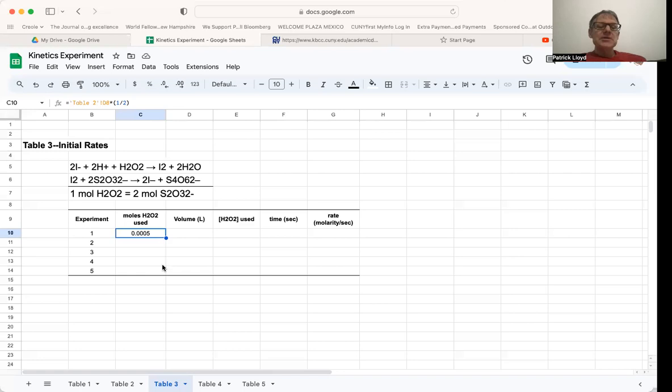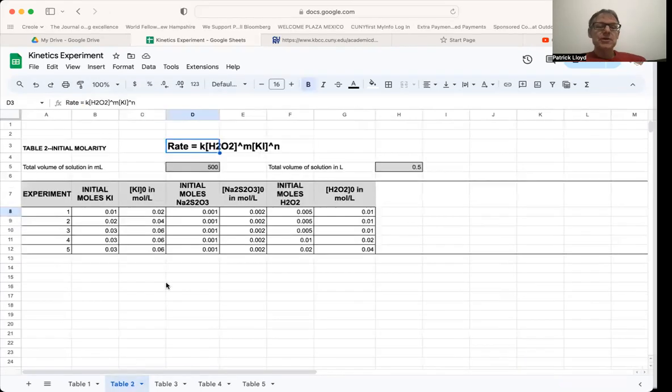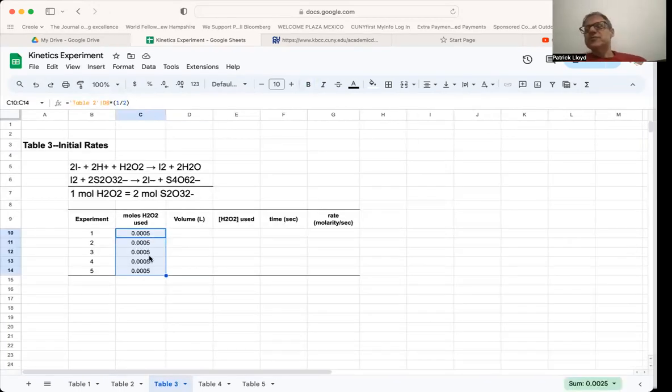And then same idea. We can just scroll down. There we go. And notice it's the same every time. The reason it's the same every time is that we took the initial moles of S2O3, and that's the same every time. We put in the same amount every time, and then that's multiplied by a half. So if you multiply by a half every time, you get the same value.